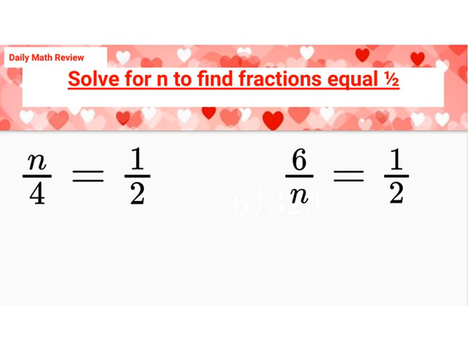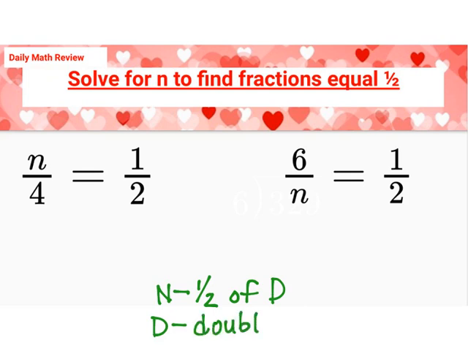All right, now I need to solve to make fractions equal to 1/2. I know that when a fraction is equal to 1/2, my numerator is 1/2 of my denominator. Or I could say my denominator is double, or times 2, my numerator. So it just depends on which way you're looking at it.